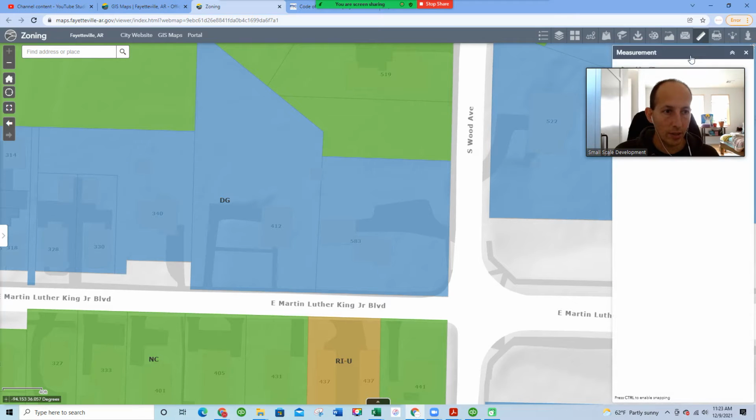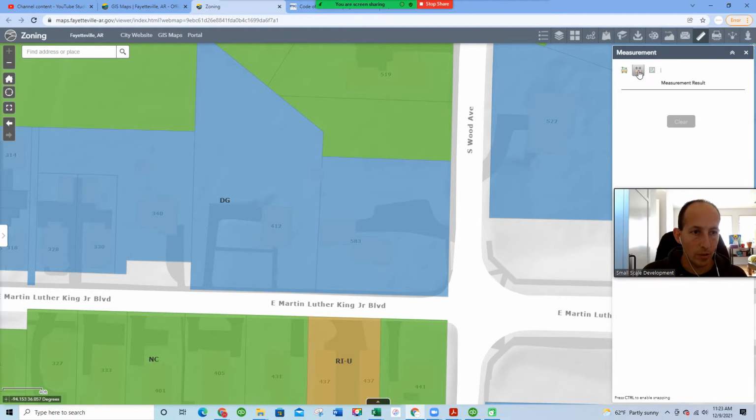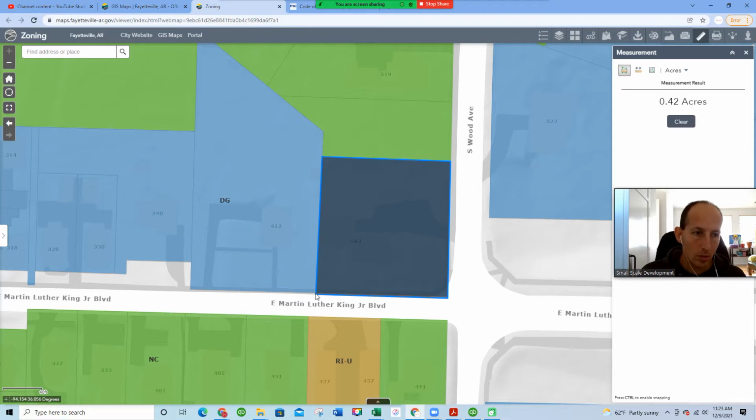But first, we're going to just take a look at the measurement here. So I'm going to take a measurement from the side to the side. It's about 128 feet wide, and from back to front, it's about 138 feet. In terms of overall size, we're looking at about 0.4 acres. You can see it goes out into the street a little bit, so I'll clear that.